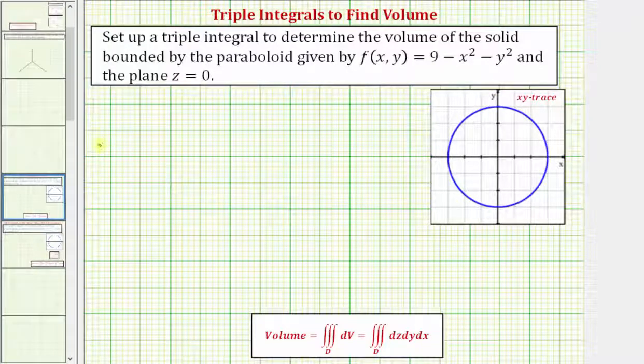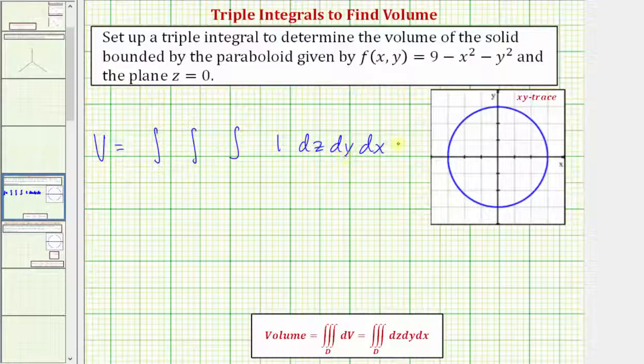So the volume V is going to be equal to the triple integral. And let's go ahead and put the integrand function here as 1. And then we have dz, dy, dx. So now we need to determine the limits of integration for z, y, and x.